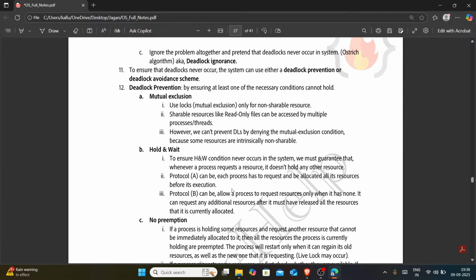General resources. Each process has to request and be allocated resources. A process can request any additional resources after it holds the ones it already has.